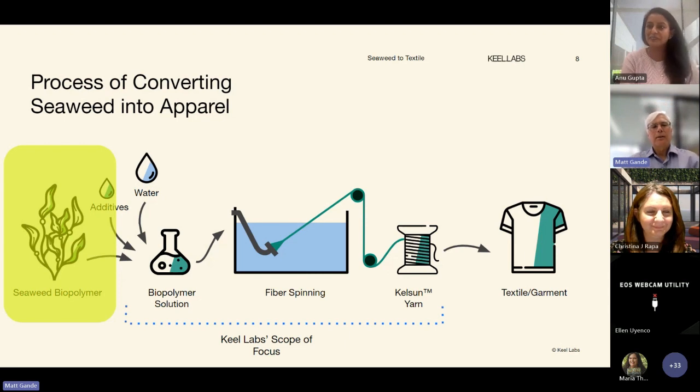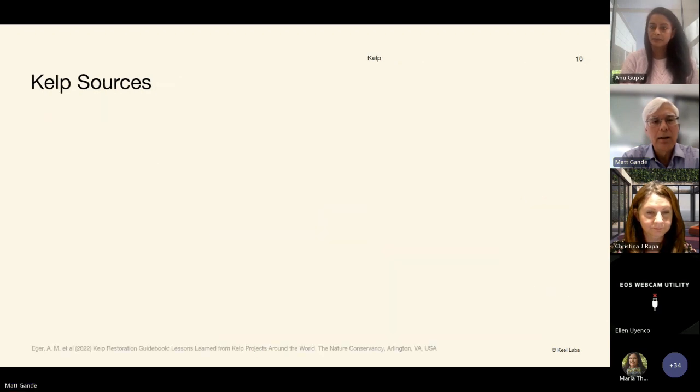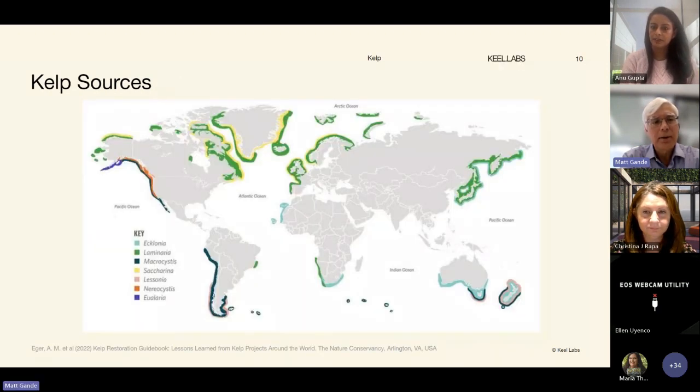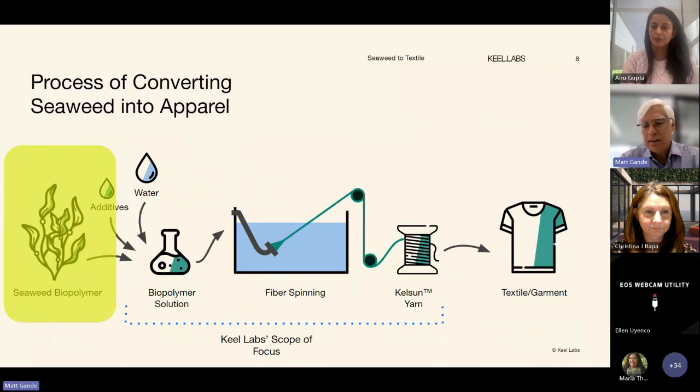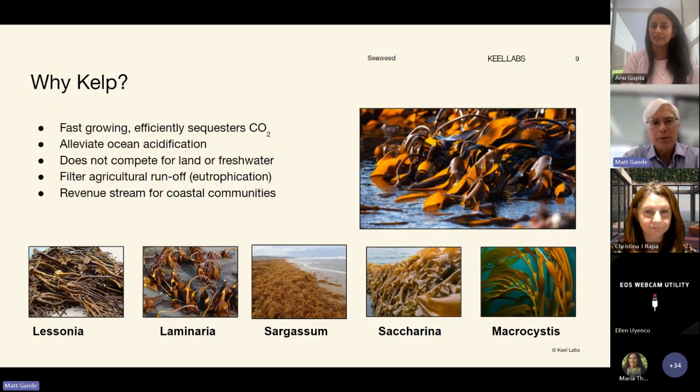Sure. So I'll start off. This is the whole soup to nuts image here. As you can see, Keel Labs is really focused on this middle section, but I want to start from the beginning, the biopolymers, or the seaweed aspect. Keep on going two slides. Oh, that works. The button wasn't working before.